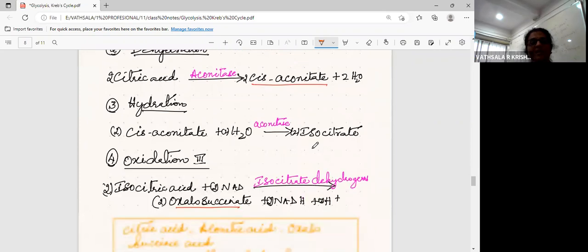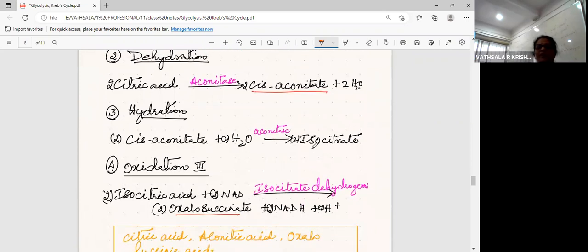Next, step 2 is dehydration. Dehydration means removal of water from citric acid, and hydration is adding water. So you get cis aconitate, cis aconitic acid. I don't think that particular step is given, so you can add that step. Aconitase is the enzyme.